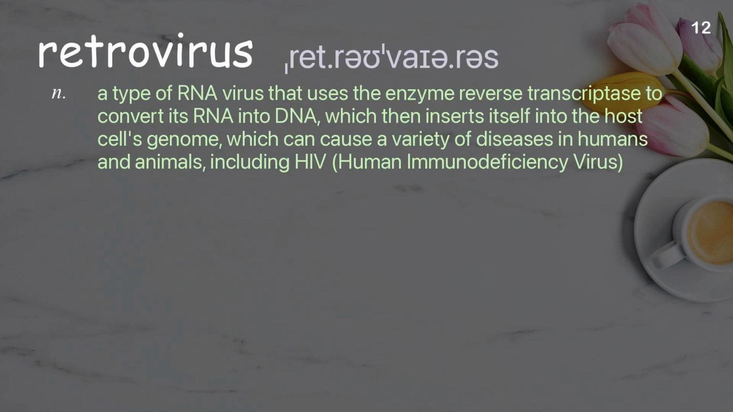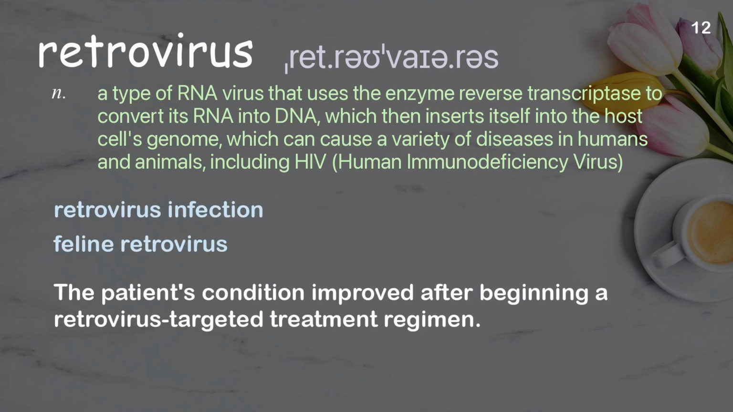Retrovirus. A type of RNA virus that uses the enzyme reverse transcriptase to convert its RNA into DNA, which then inserts itself into the host cell's genome, which can cause a variety of diseases in humans and animals, including HIV, human immunodeficiency virus. Examples: Retrovirus infection. Feline retrovirus. The patient's condition improved after beginning a retrovirus-targeted treatment regimen.